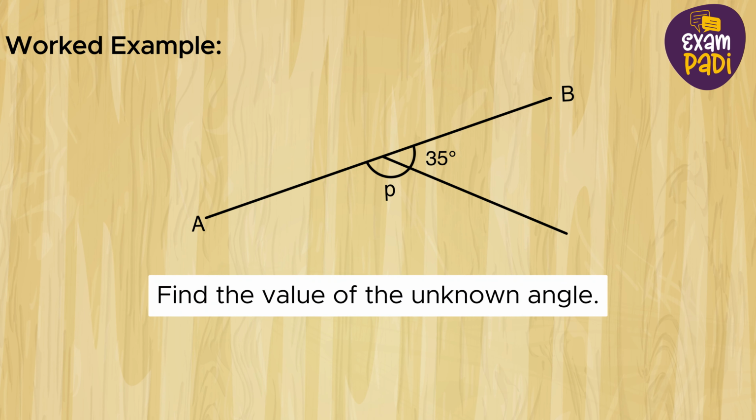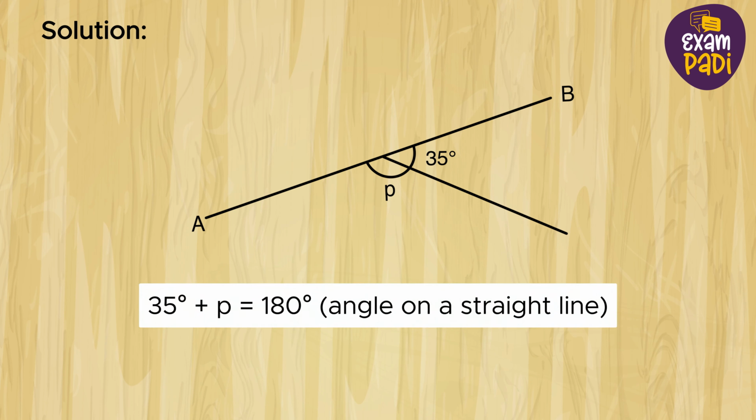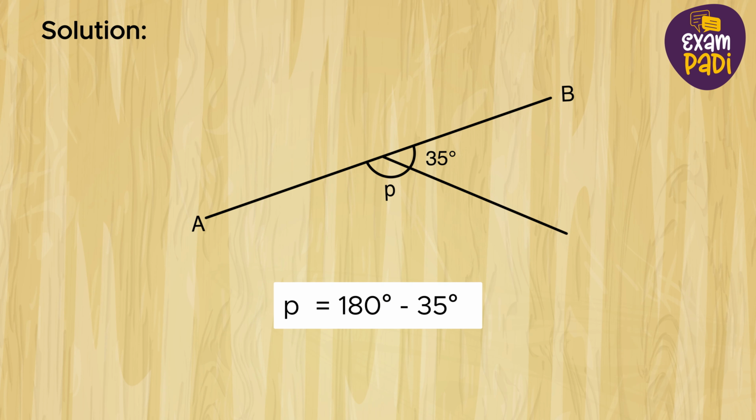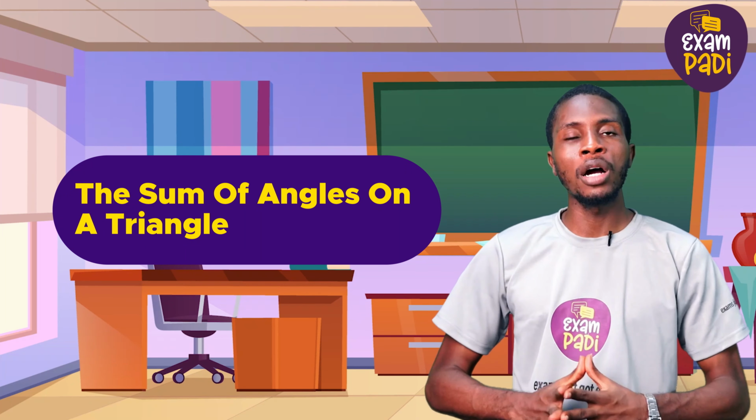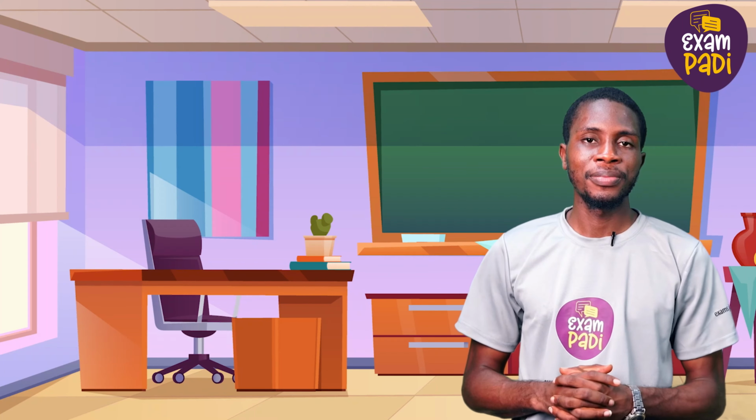Let's take a look at another example. Find the value of an unknown angle in the image. Solution. 35 degrees plus P equals 180 degrees, angles on a straight line. P equals 180 degrees minus 35 degrees. P equals 145 degrees.